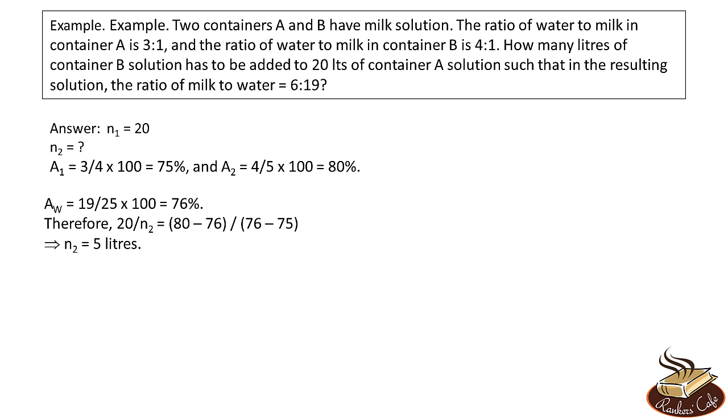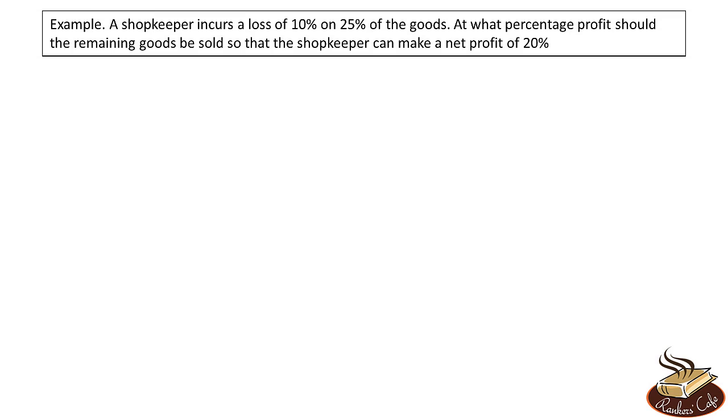Now let's apply our concept of alligations to a question where I am sure that most of the students do not realize that the alligation concept can be used. A shopkeeper incurs a loss of 10% on 25% of the goods. At what profit percentage should the remaining goods be sold so that the shopkeeper can make a net profit of 20%? Now at first glance, this looks to be a question of profit and loss. Actually, this is a question of profit and loss, but we can use our concept of alligations.